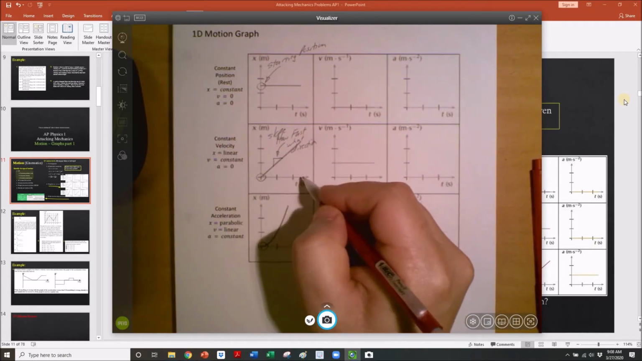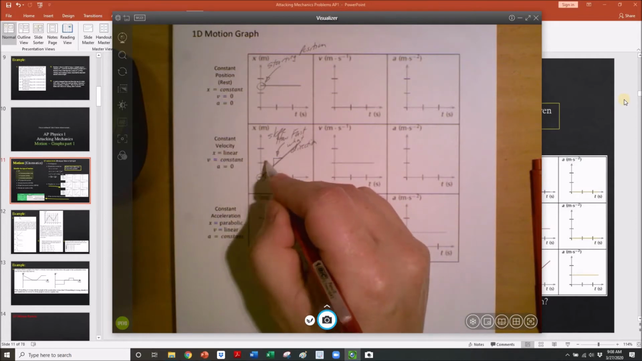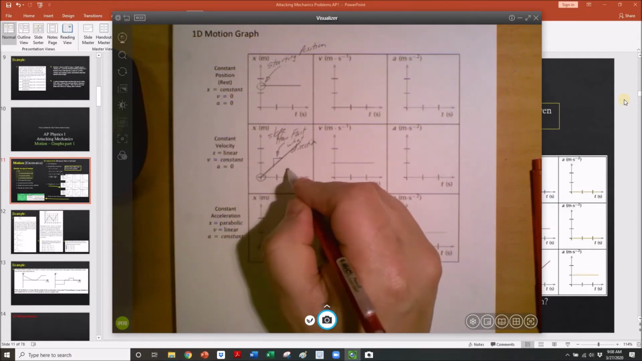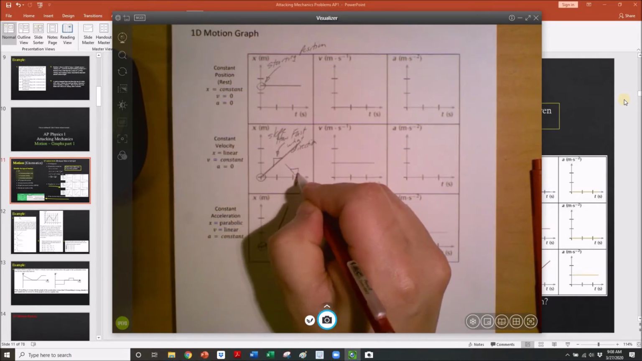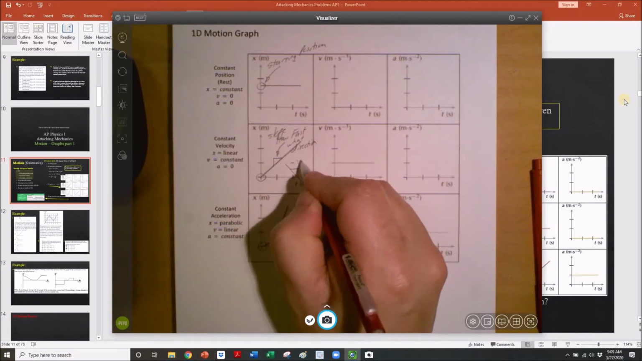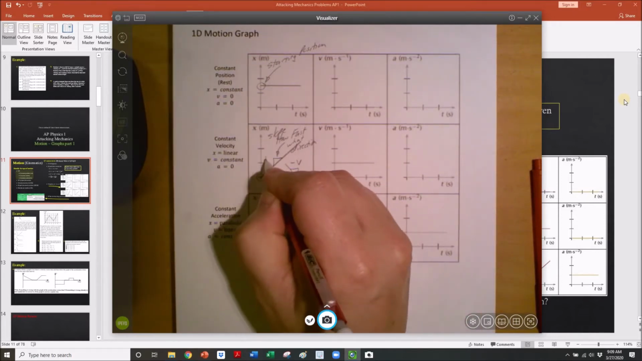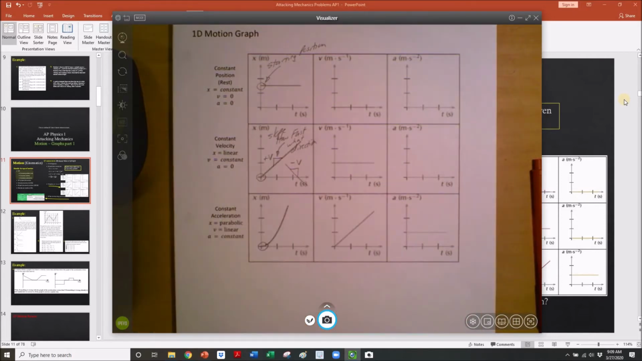Okay, how fast and in what direction? Because if the slope was this way, say down this direction, then we'd have a negative slope. So that's a negative velocity. The one that's shown here is a positive velocity. All right, piece of cake. That tells us what direction.